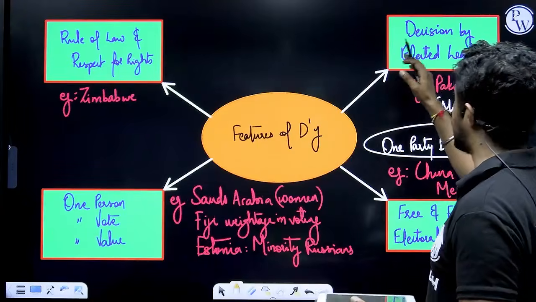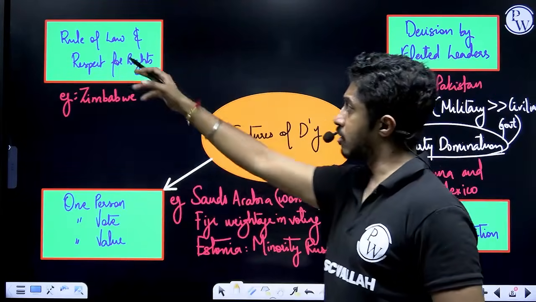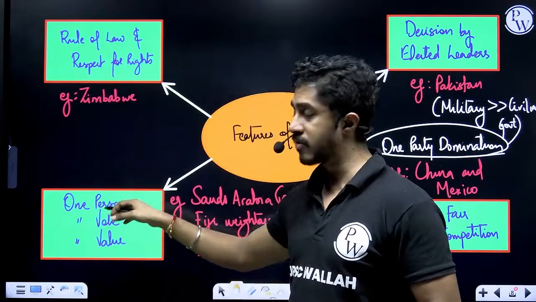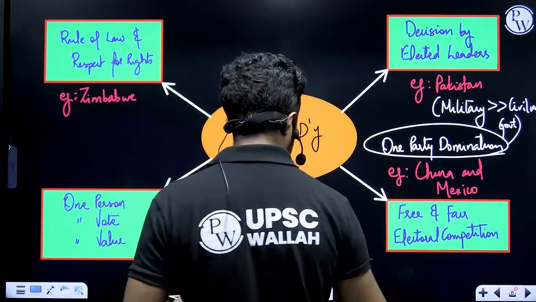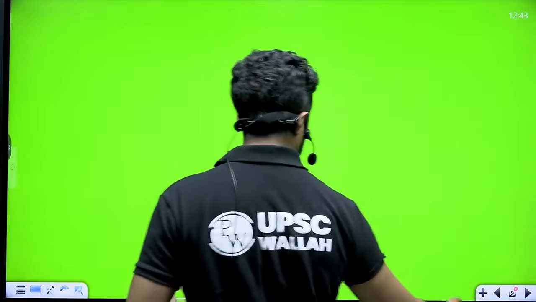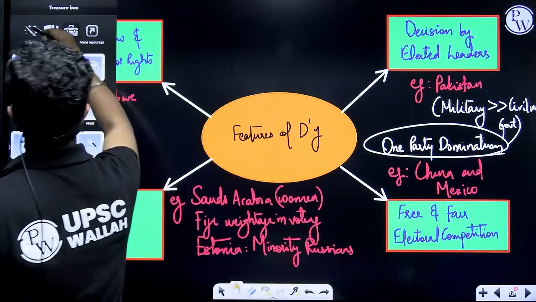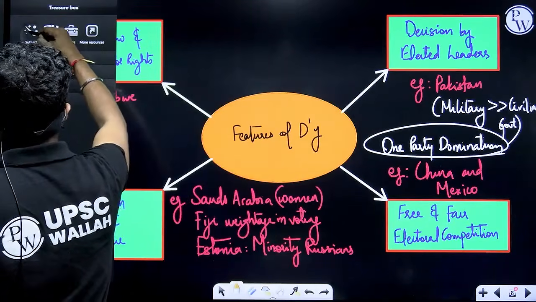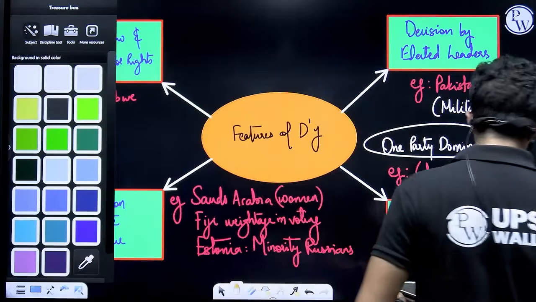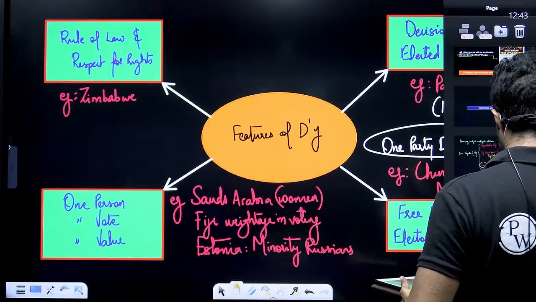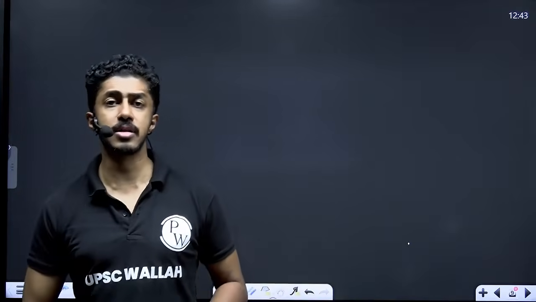You do have decisions by elected leaders. You have free and fair electoral competition. You have rule of law and respect for rights. You even have one person, one vote, one value. And I know in this context, many people will be wondering, so what about the vote chori that is being talked about? Correct? Many of you will be wondering, what about the vote chori? How can we say that there are free and fair elections in the country?